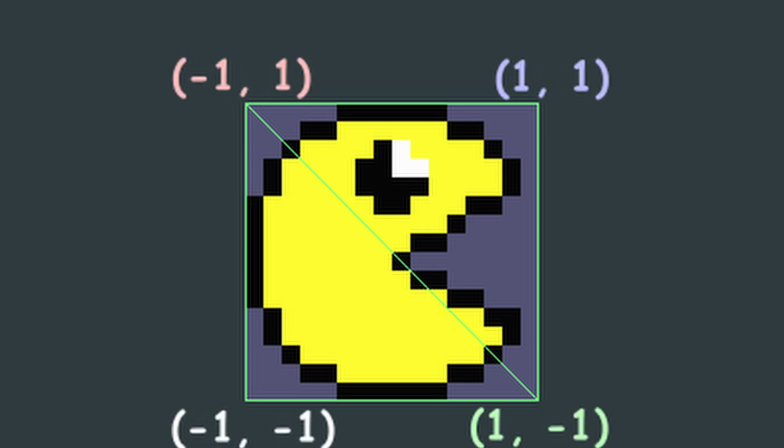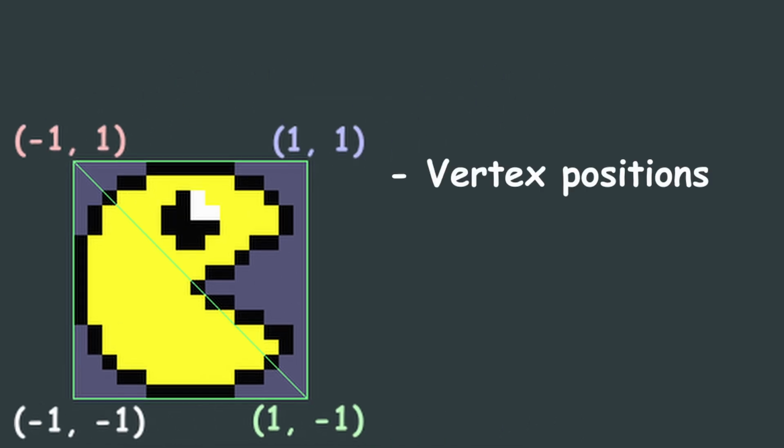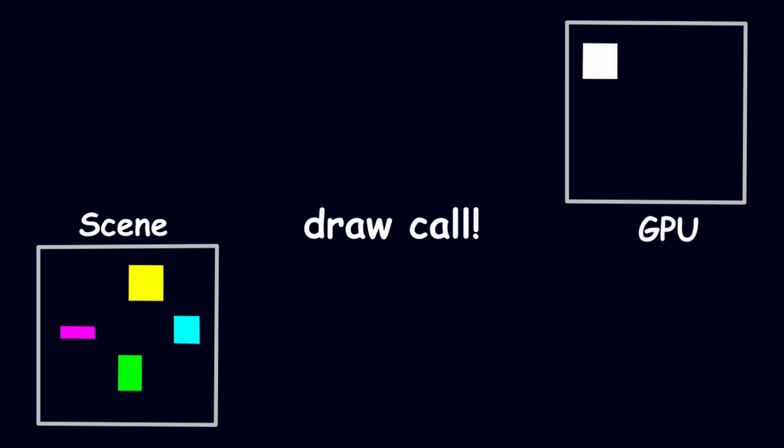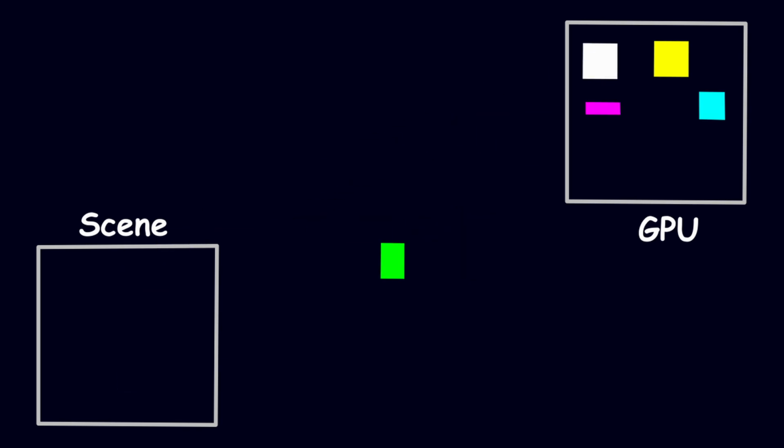Now, to actually draw stuff onto the screen, the CPU is going to collect data about the objects in the scene, like the vertex position and the textures, then send that to the GPU. This is called a draw call, and it has to be done for every single object in the scene, which can end up becoming slow because of certain reasons I won't get into.